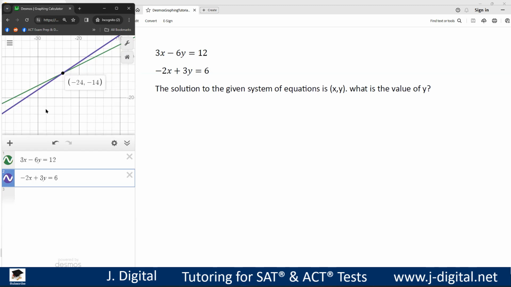You don't have to use the elimination method or substitution. Just put it in Desmos, graph them, and find out where they intersect. So now you know how to solve a system of linear equations using Desmos.